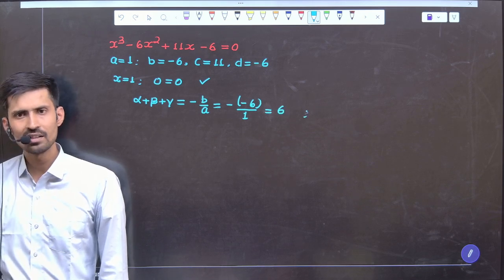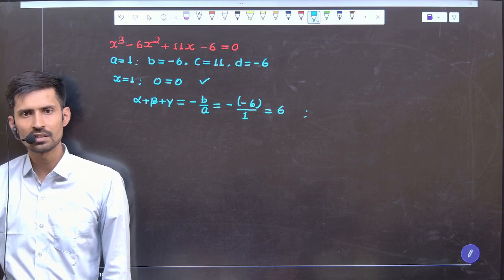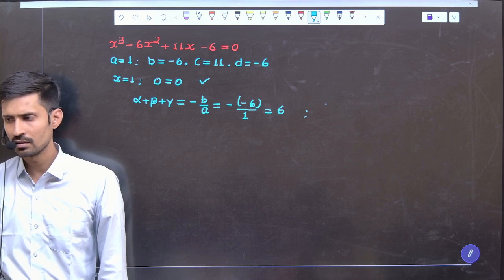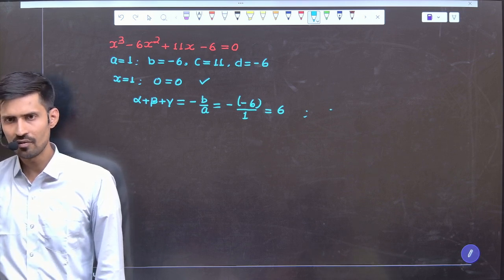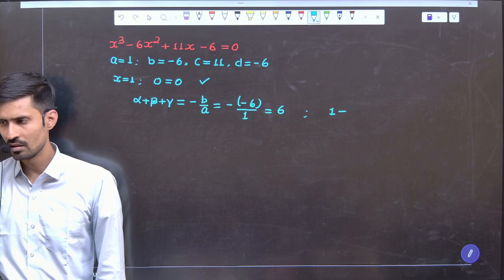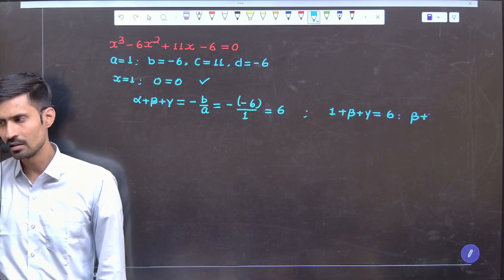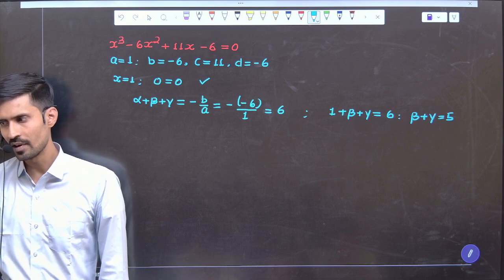And many are writing alpha plus beta plus gamma -6. What is alpha? 1. Put 1 here. 1 plus beta plus gamma is equals to 6. Here you get beta plus gamma is equals to 5.